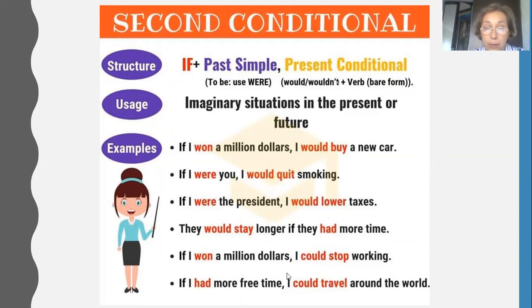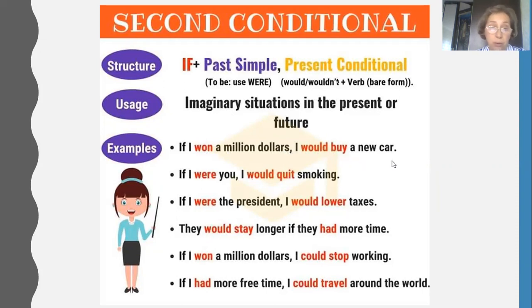Or for example, in the last two sentences, instead of would, we can see could. Could is also possible here. And in the if clause, all the verbs are in the past simple tense: won, were, had. And so the examples: if I won $1 million, I would buy a new car.